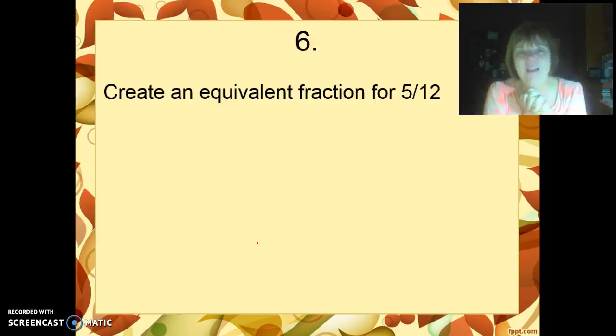Okay, so anyway, you have to come up with 5/12. Pick something. I don't care what you choose. Everybody can have a different answer for this and still be right. Okay? Pick a number that you want to multiply by and give me the equivalent fraction. Remember, multiply the numerator and the denominator, but with the same number. And you can't go wrong.